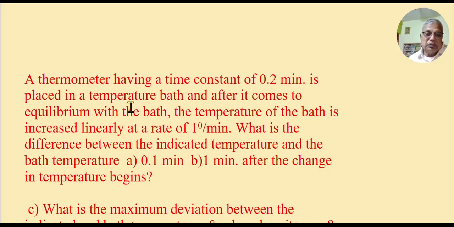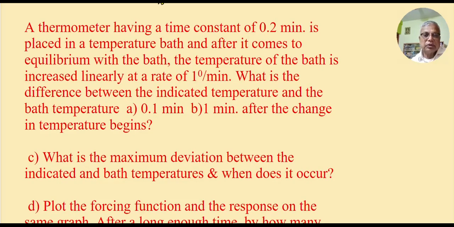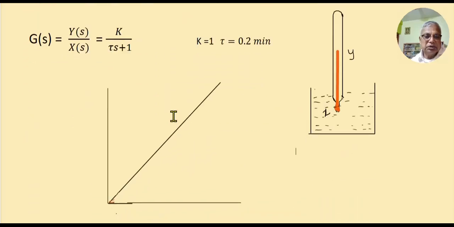Now, after the thermometer comes to equilibrium with the bath, the temperature of the bath is increased linearly at a rate of 1 degree per minute. So what type of input is this? How is the temperature of the bath going to change? It is increasing linearly at a constant rate of 1 degree per minute. So this is a linear input or ramp input.